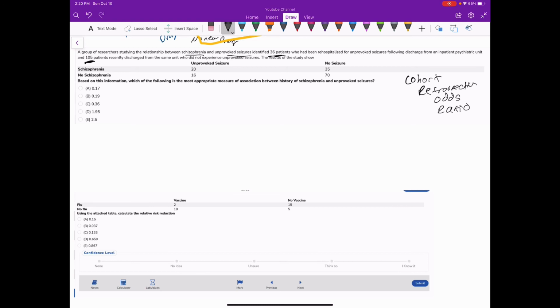Based on the information, which of the following is the most appropriate measure of association between history of schizophrenia and unprovoked seizures? What in the world are they asking for this time?